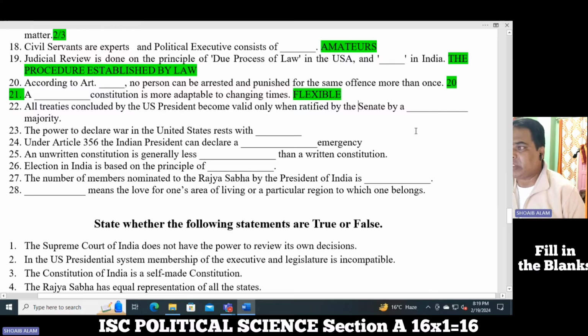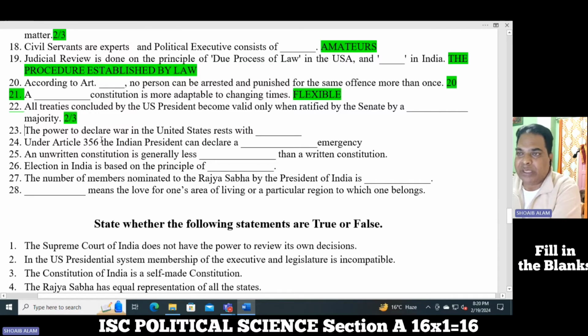Ratified by the senators by a dash majority. How much majority is required? Definitely they require 2/3. Okay, 2/3 is required. So whichever treaties are concluded by the US president become valid only when ratified by the Senate by a majority of 2/3. Okay, majority of 2/3. Now next one, number 23.